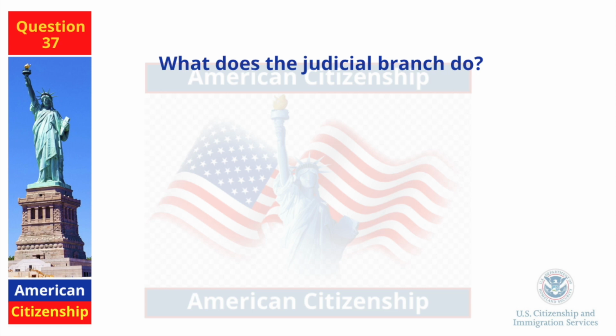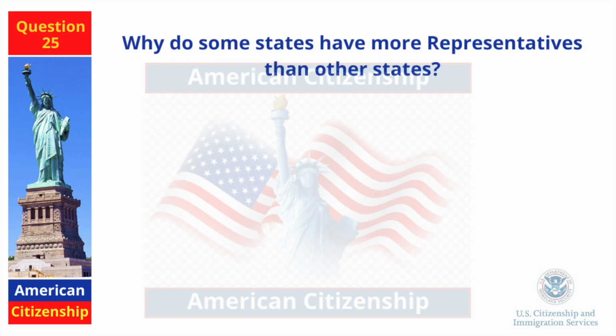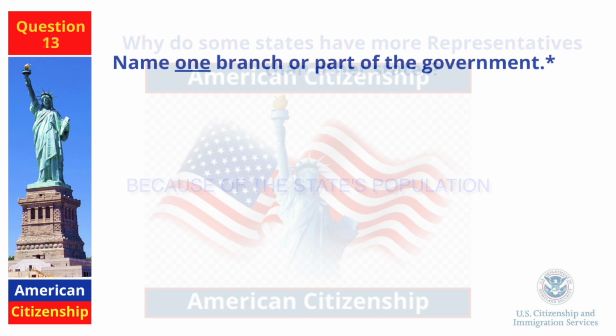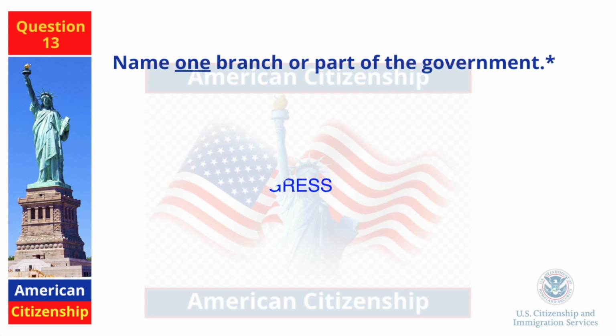What does the judicial branch do? Reviews laws. Why do some states have more representatives than other states? Because of the state's population. Name one branch or part of the government. Congress.